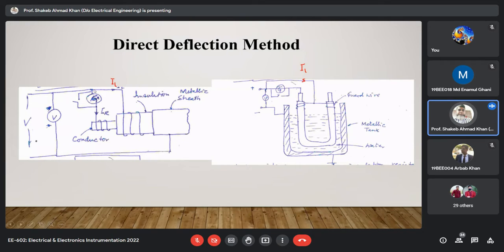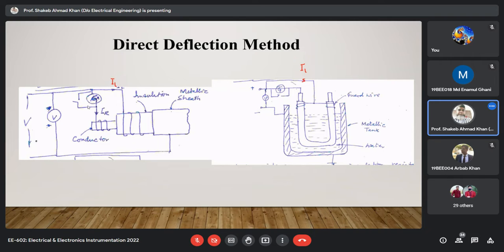This is the voltmeter-ammeter method. You can see we are connecting our voltmeter across the supply, and then a galvanometer. Why are we using a galvanometer instead of an ammeter? Because the current is very small. Either we use a micro ammeter, because this is an insulation, and a very small current will flow.